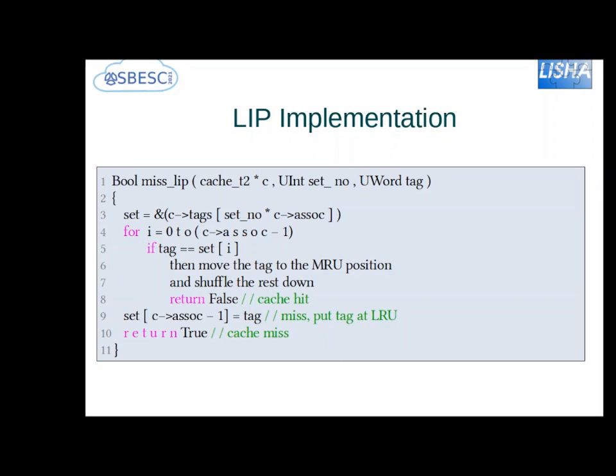This listing shows the implementation of LIP in Cachegrind. SetNo represents the number of the set, and CSOS represents the cache associativity. In line 3, the required tag is retrieved. If this tag is found in the cache, then it is promoted to the most recently used position and the rest are shuffled down, as shown in lines 6 and 7. Line 9 shows what happens if a miss occurs. The incoming line is inserted into the LRU position, or the least recently used position.